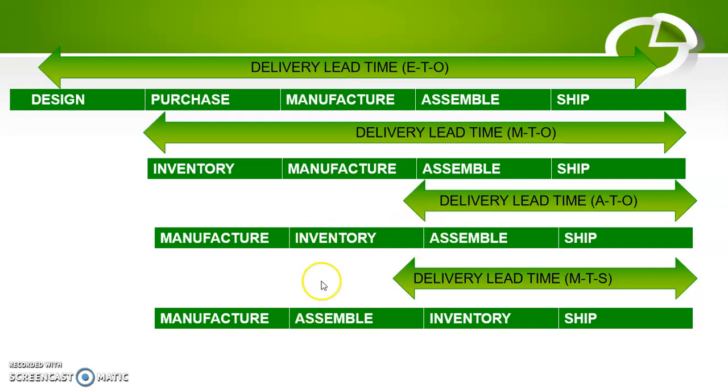Next one is assemble to order. Here it is only for the components that the manufacturer already has in inventory, and they just assemble according to the customer's order. So the delivery lead time is short, as no design time is needed and inventory is already there. Customer involvement in the product design is limited to selecting the component parts, that is, the options that the company gives them.